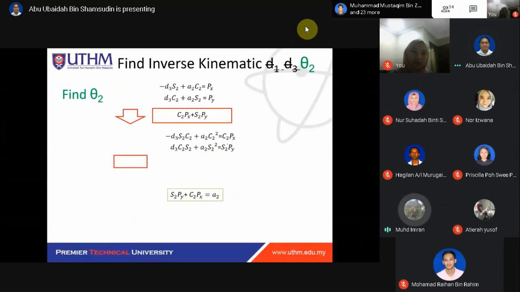Yang lain nak buat, nak open camera, doktor. Nanti dia putus. Okay, it's okay.